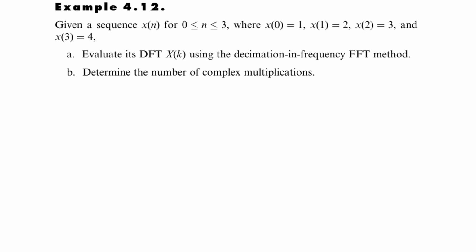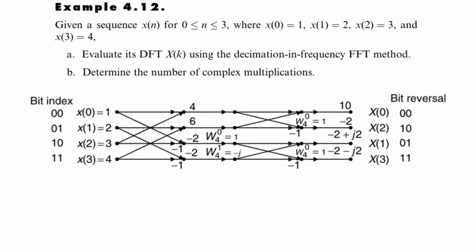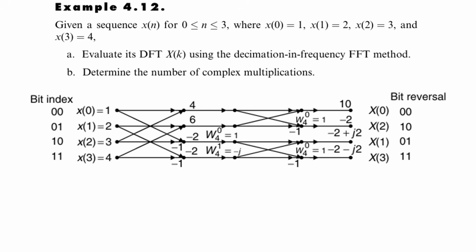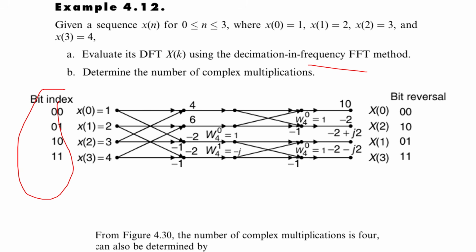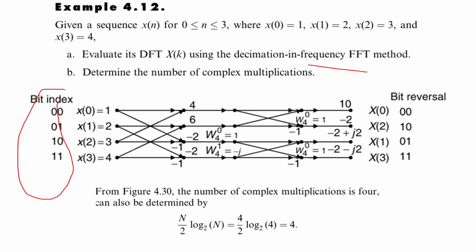Similarly here, how to solve another question, FFT only. So here are your inputs, to evaluate the DFT using the decimation in frequency FFT method, right? So put the values of input, multiply and add, you will get the values. And here the number of complex multiplications, how many? So N by 2, N is the total number of sequence, and log of N to base 2, so you will get the number of steps.